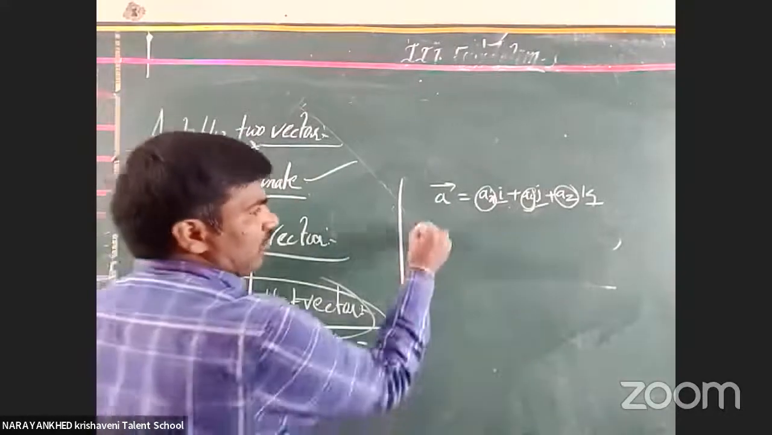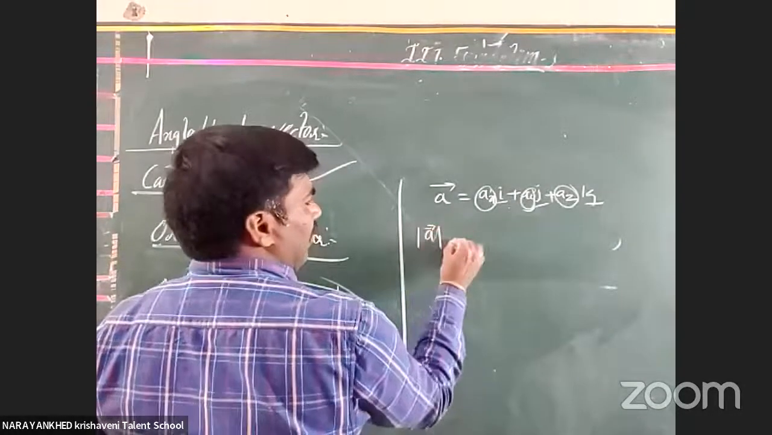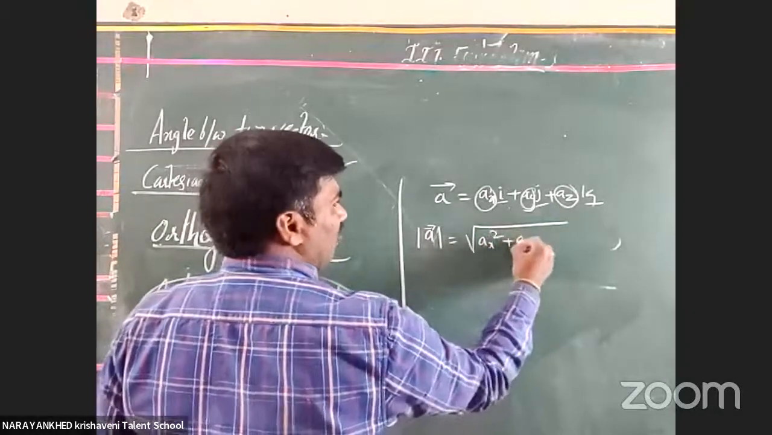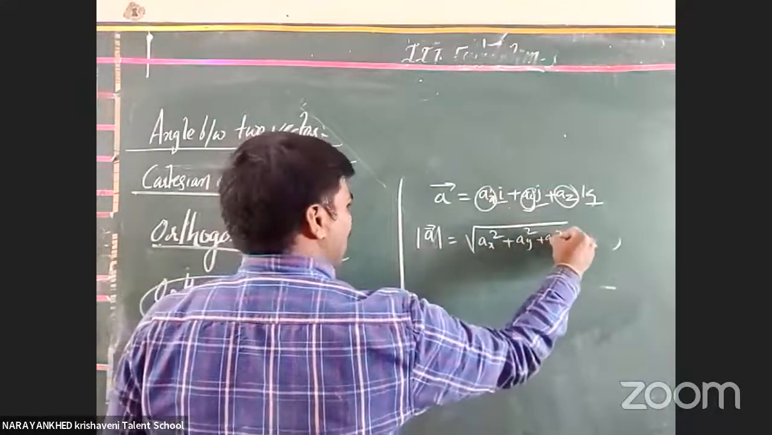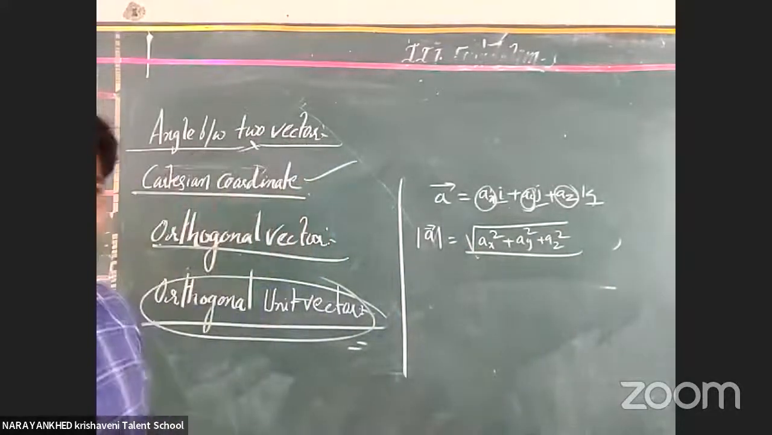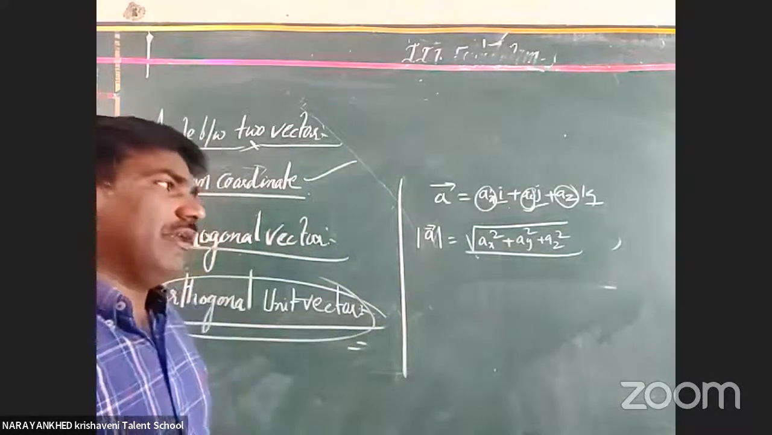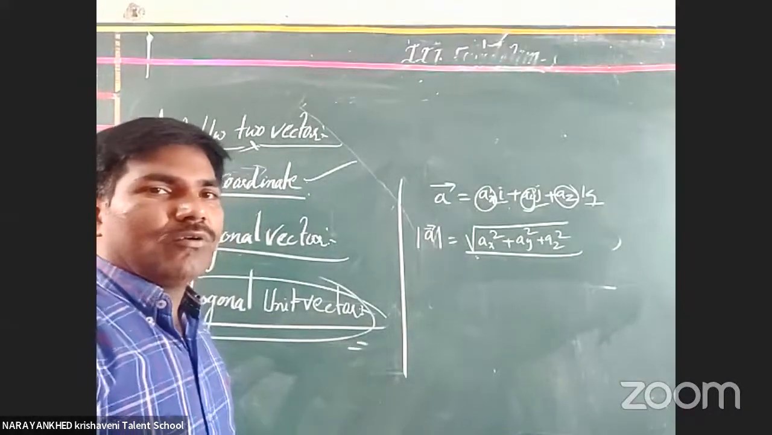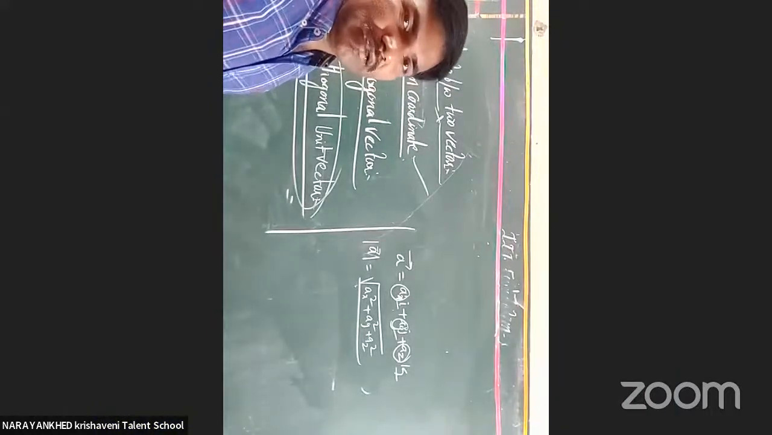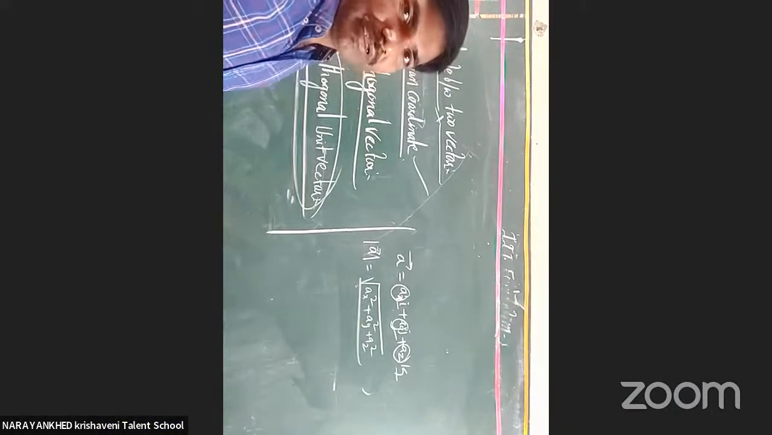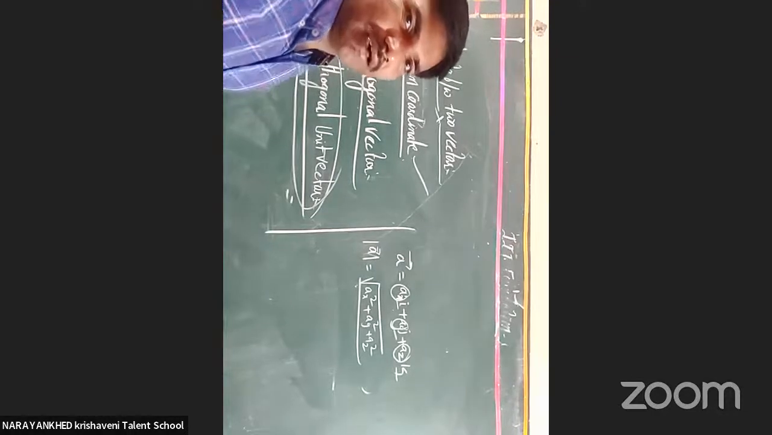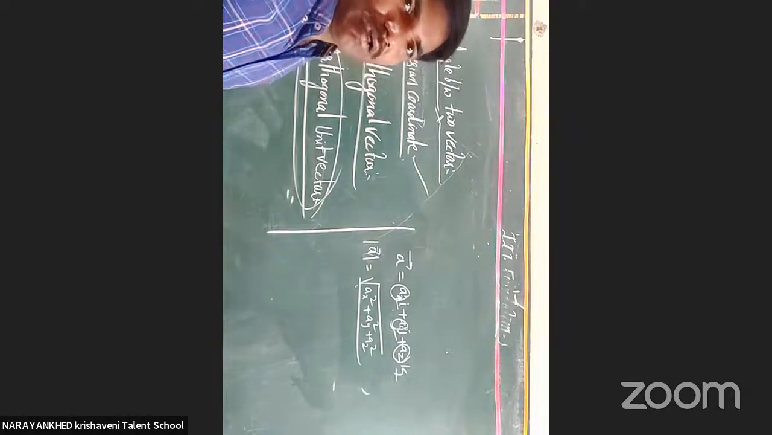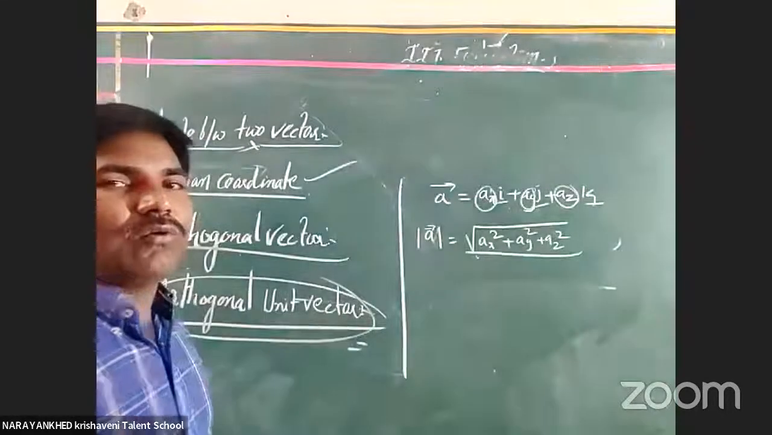We want to find the modulus of the vector a bar. This indicates the magnitude. You have to take this formula: under root of ax square plus ay square plus az square. Got it? That only indicates the magnitude of the vector. I hope you got it. Yes, this only indicates the magnitude of the vector. Got it?